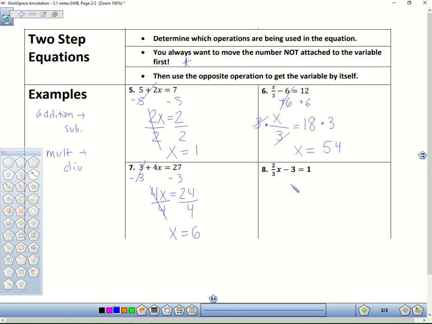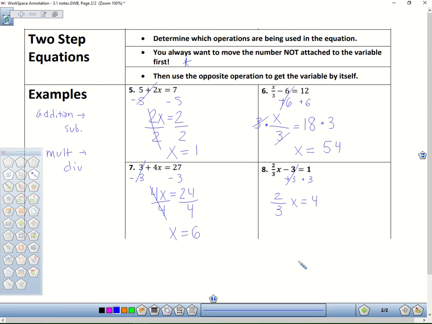So now over here, we have to get rid of the number that is not attached to the variable first. What is that number? Yep, and what's the sign of the 3? Negative. Good, so what do I do to reverse a negative? Add 3 on both sides. That leaves me with 2/3 times x is equal to 4.